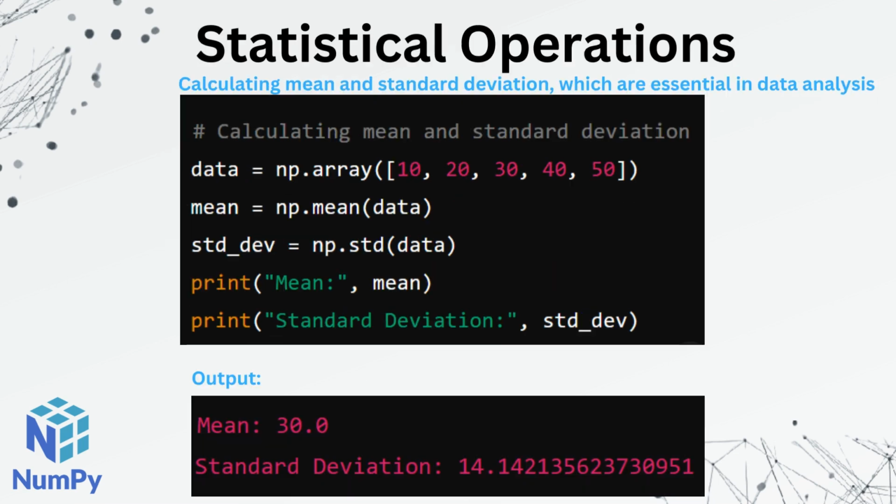Okay, now let's see some statistical operations, where you're calculating mean and standard deviation, which are essential in data analysis. First, you are creating data with np.array. After that, you're doing the mean operation, and after that you can also do standard deviation. Mean is, after adding all the values, you divide by the number of values, like 1 2 3 4 5, total value divided by 5, and you get the mean. Standard deviation is like that too, and you can see both results here.